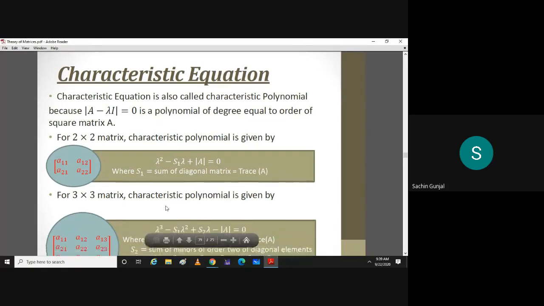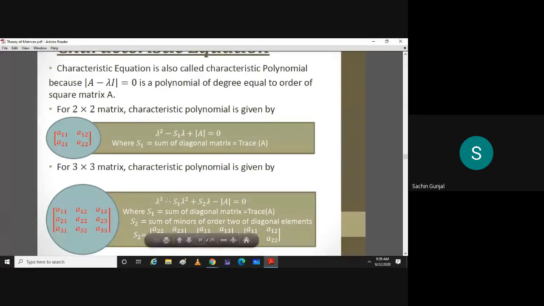For a 3 by 3 matrix, the characteristic equation is given by lambda cube minus s1 times lambda square plus s2 times lambda minus determinant of A equal to 0, where s1 is the sum of diagonal entries, called the trace of A. s2 is the sum of minors of order 2 of diagonal elements, that means minor of a11 plus minor of a22 plus minor of a33, and we have seen how to calculate the minor of an entry.